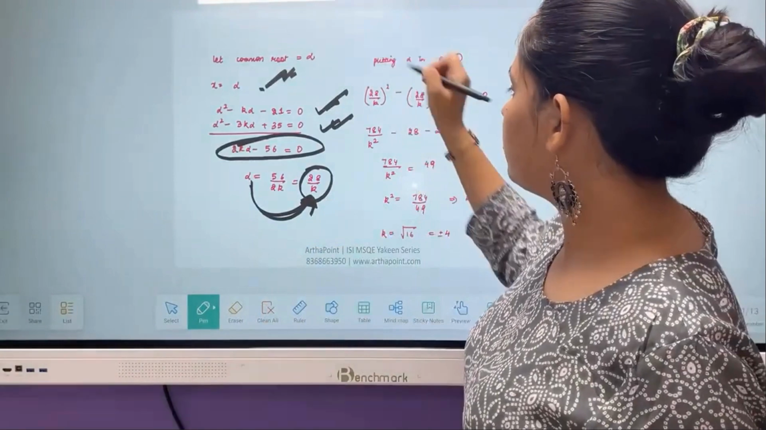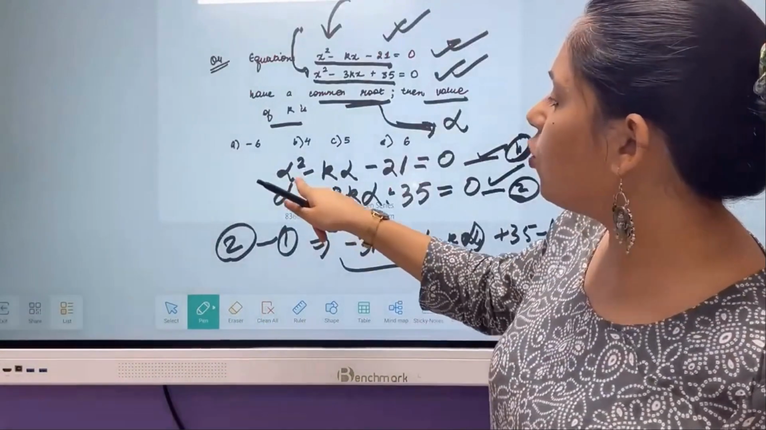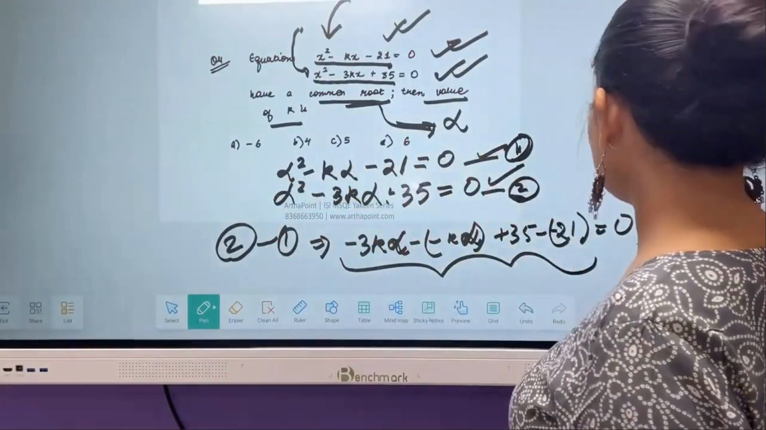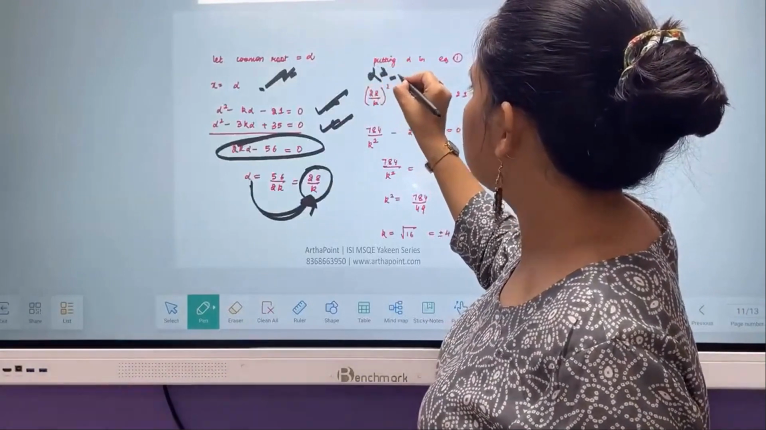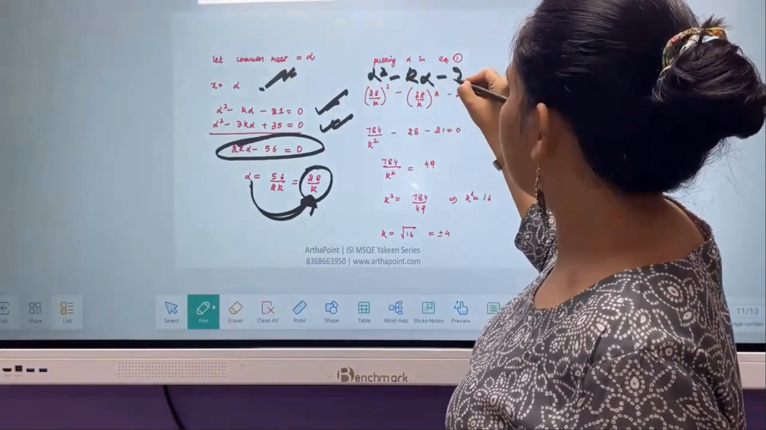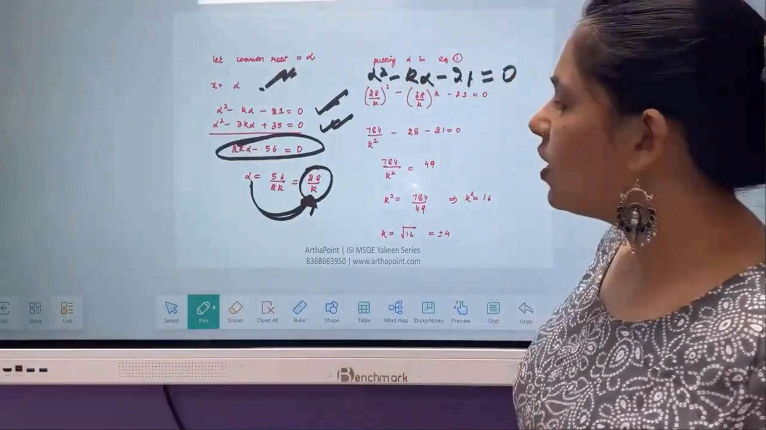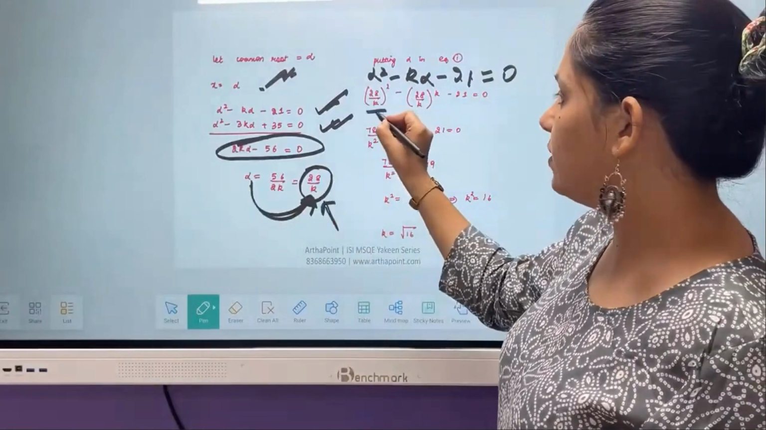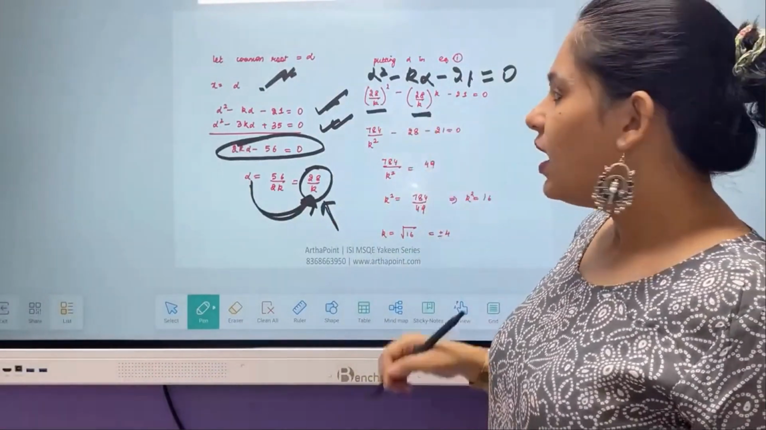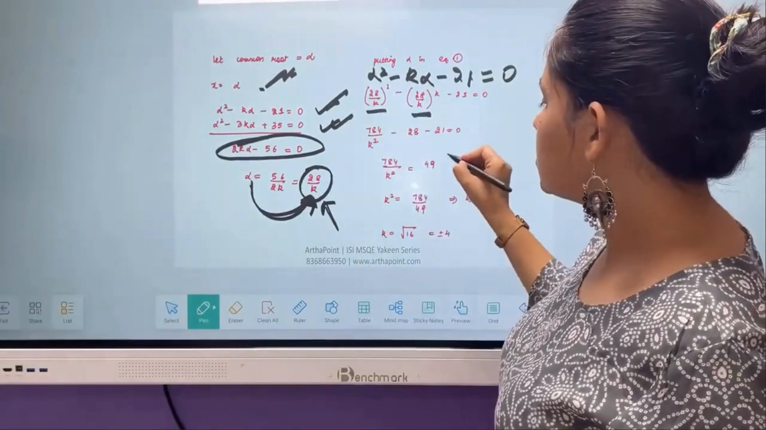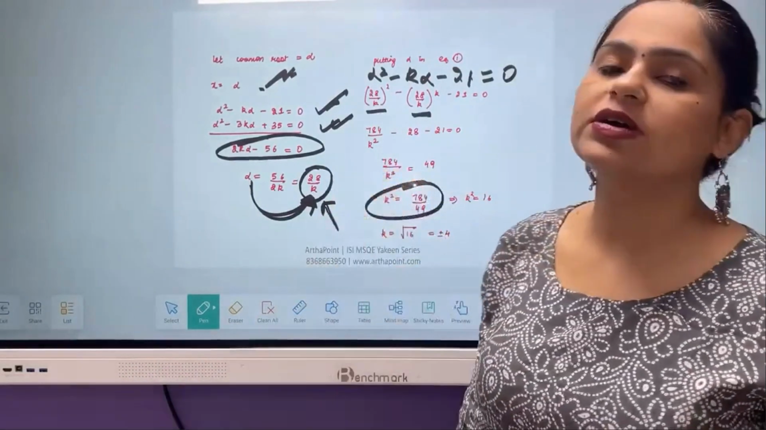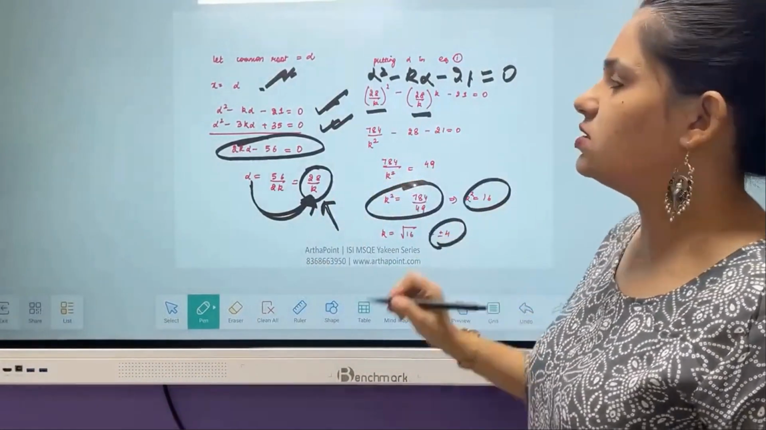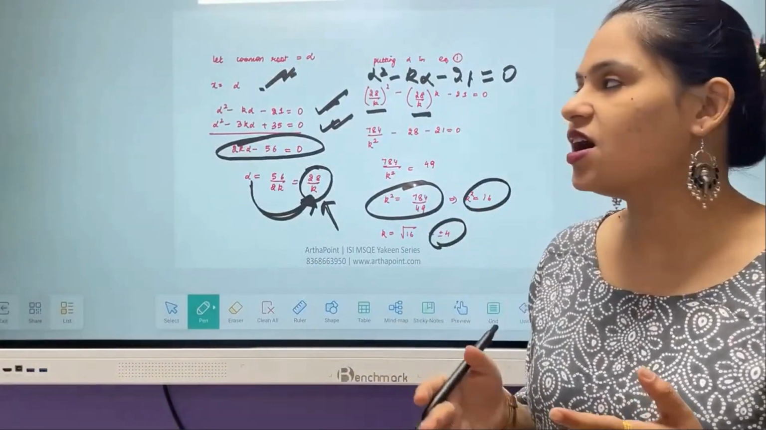So my equation was what? When I had plugged in alpha, I had got alpha square minus k alpha minus 21 is equal to 0. And instead of alpha, I am putting 28 by k everywhere. डाल दो 28 by k, 28 by k. If you go ahead and solve this, you will get the value of k. And the value of k that you will get will be plus minus 4. That is the answer to this question.